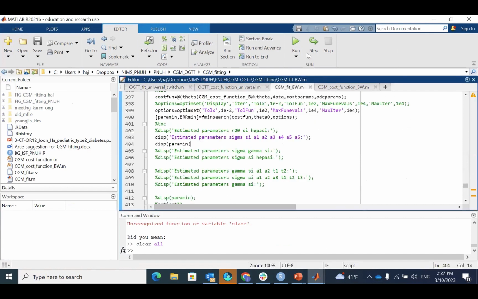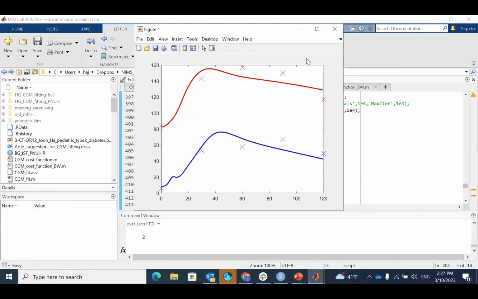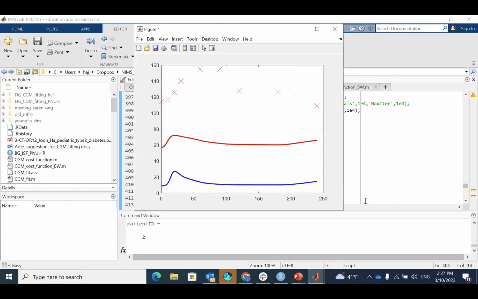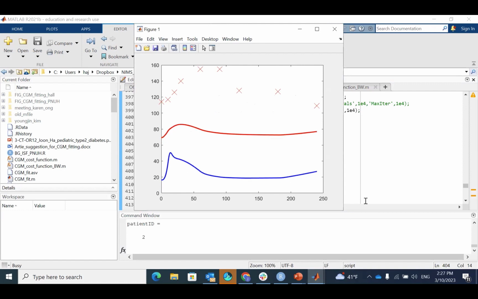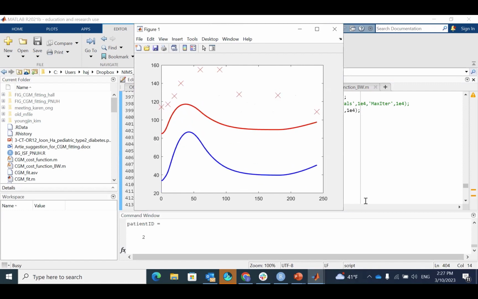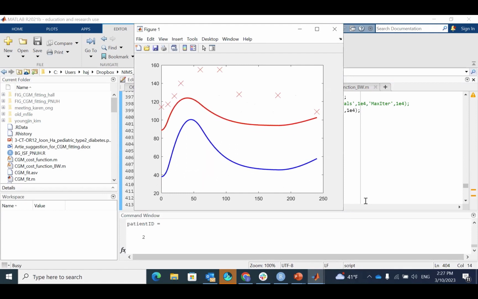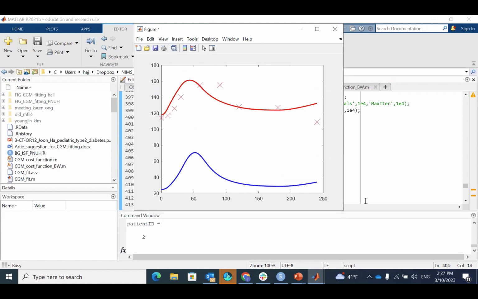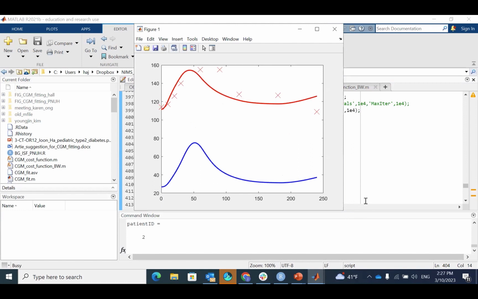So this is a CGM feeding. The red cross is CGM glucose, the red curve is the simulation of CGM, and the blue one is insulin. So we don't care about insulin. It takes more time because this is 25 data points.